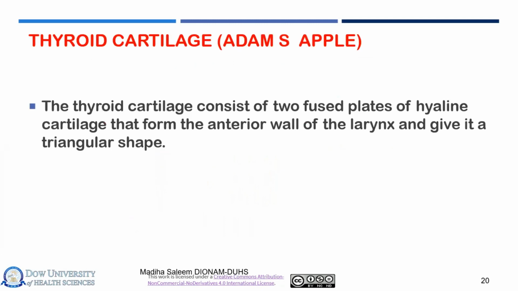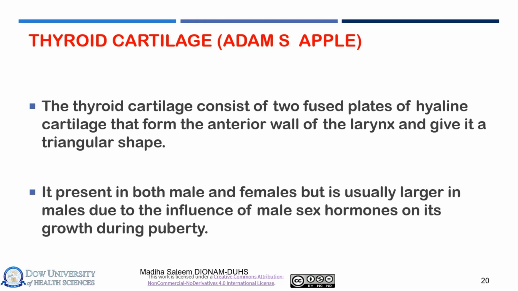Thyroid cartilage. The thyroid cartilage consists of two loose plates of hyaline cartilage that form the anterior wall of the larynx and give it a triangular shape. It is present in both male and female, but is usually larger in male due to the influence of male sex hormone on its growth during puberty.